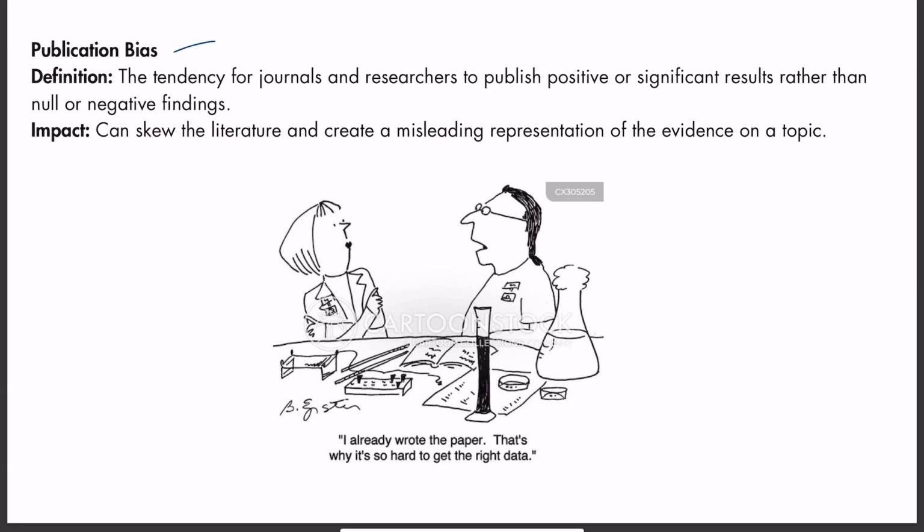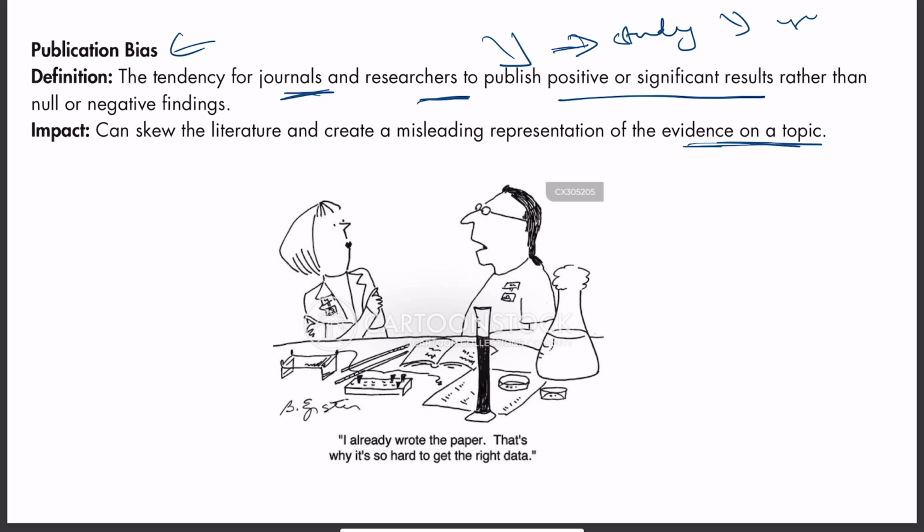Next, we have publication bias. This is the tendency for journals or researchers to publish positive or significant results. Because if we don't, then we fear that our entire study is down the drain, we've spent so many years on this. So that's why we tend to publish positive results. Impact: it can skew the literature and create a misleading representation of the evidence on a topic. A lot of famous researchers all over the world have been victims of publication bias. So here's another comic. I already wrote the paper. That's why it's so hard to get the right data.